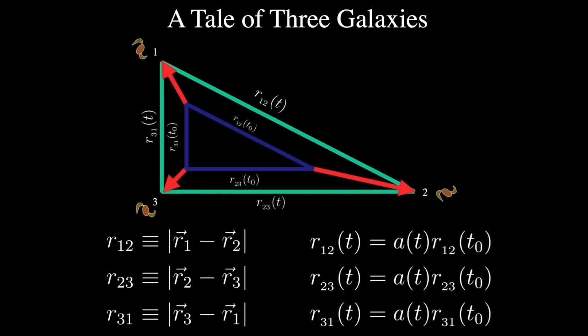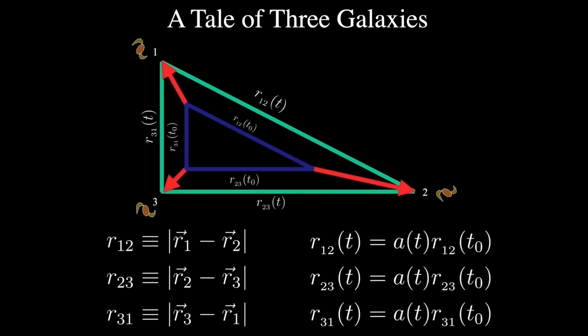So first we define the distances: R sub 1,2, R sub 2,3, and R sub 3,1. Those are each defined by the difference in the vectors. That's what those little bars are, and that's what the vectors are. R1 with a little arrow on it is a vector.